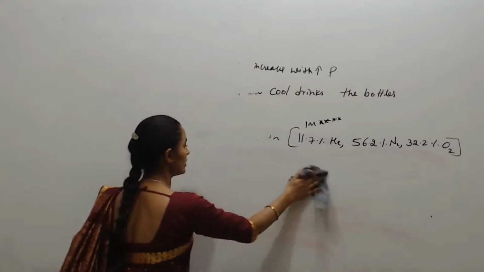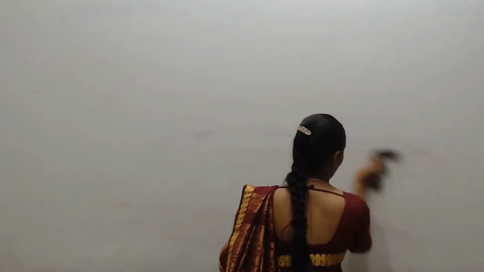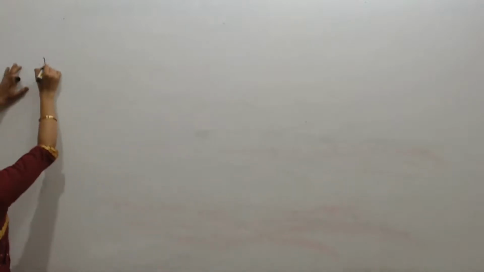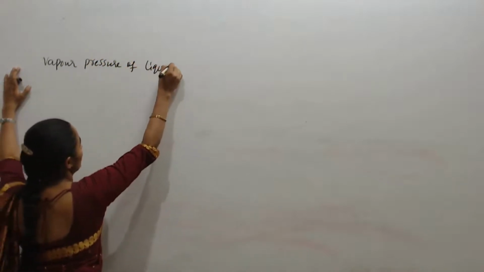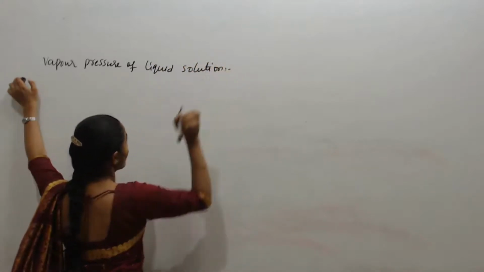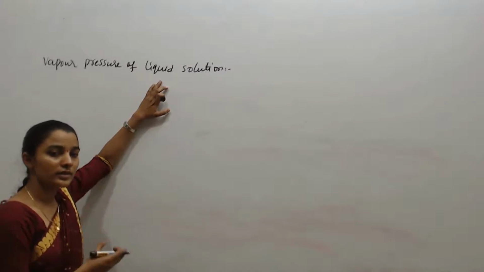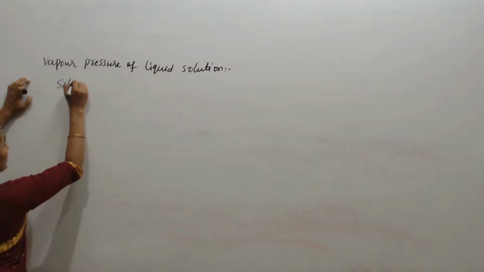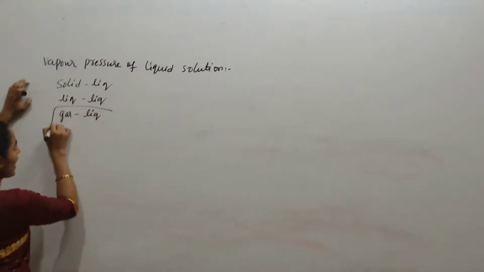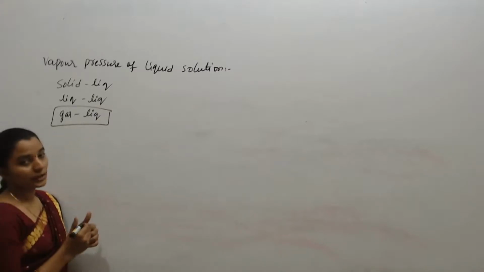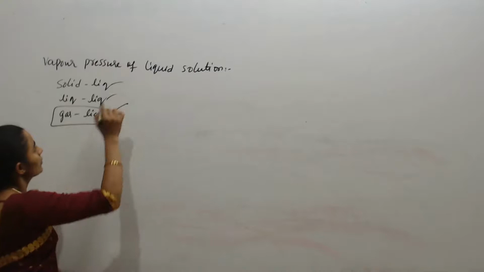liquids. So students, the next one is vapor pressure of liquid solutions. Okay, so this is the vapor pressure of liquid solution. Liquid solution means liquid is the solvent and solid, liquid or gas is the solute. So here solid in liquid is there, liquid in liquid is there, and gas in liquid is there. For the gas-liquid solution, we just studied how gases are dissolved in liquid. So we will now discuss solid-liquid and liquid-liquid solutions.